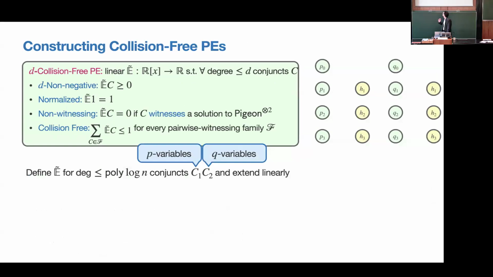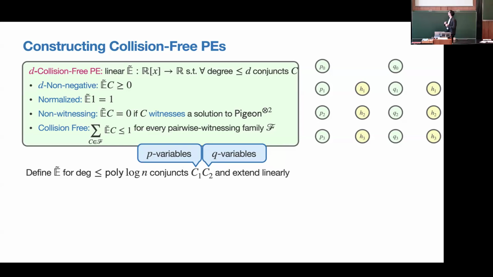Okay, I think I'm basically out of time, but I can say a word on how we actually construct these pseudo expectations. If such a pseudo expectation exists, then it separates pigeon from pigeon squared. So now we actually have to show that one of these exists, and this is the main work in the paper.